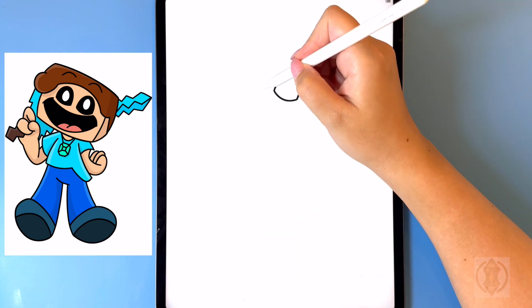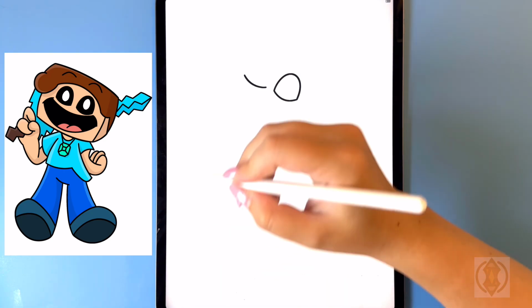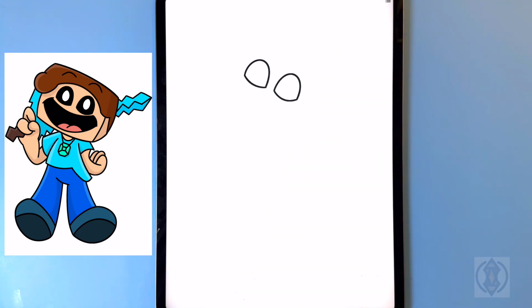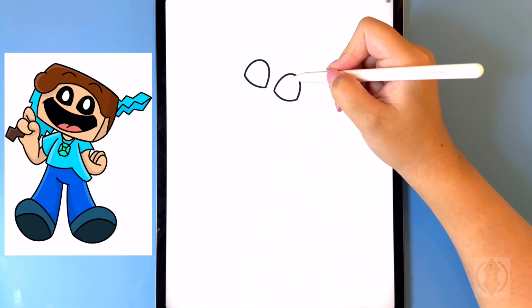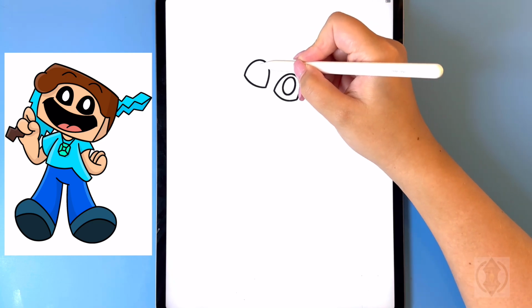Let's move up on a diagonal now. We're going to curve this line around and then up. And then from that point on the side, we're going to arch this line around and then back in. In the center now, we're going to draw in an oval on both eyes.